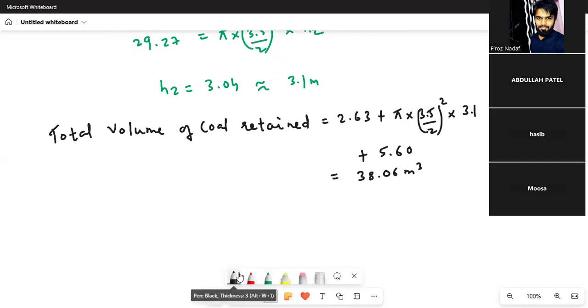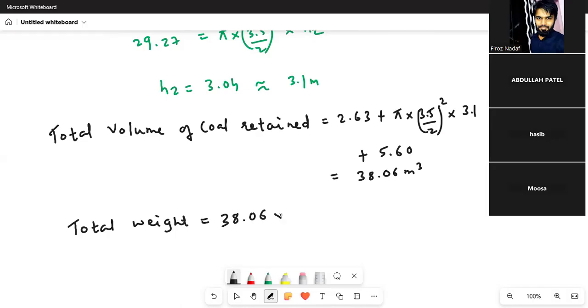And again, we need to find the weight because volume is changed. Total weight equal to volume into density, because volume equal to weight by density. So weight will be equal to volume into density. Volume is 38.06 into density is 8. So this is coming 304.44 kilonewton. Okay, so we have fixed the dimension of the bunker.